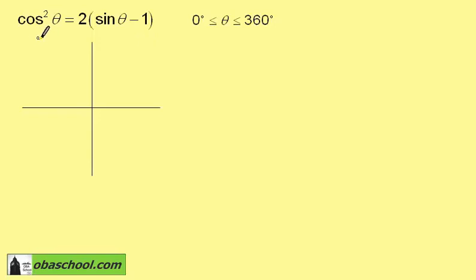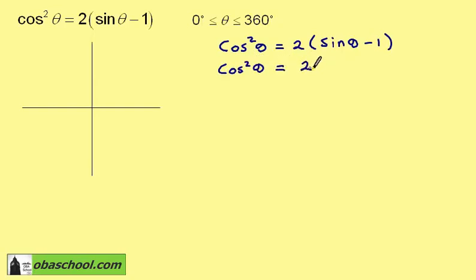We want to solve the trigonometric equation cos squared theta is 2 times sin theta minus 1 for angles of theta between 0 and 360. So our equation is cos squared theta is 2 sin theta minus 1, and we can expand the bracket to give us cos squared theta is equal to 2 sin theta take away 2.